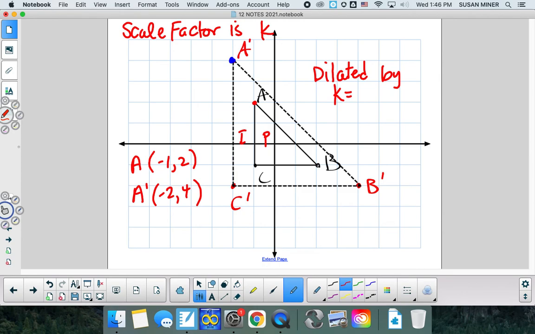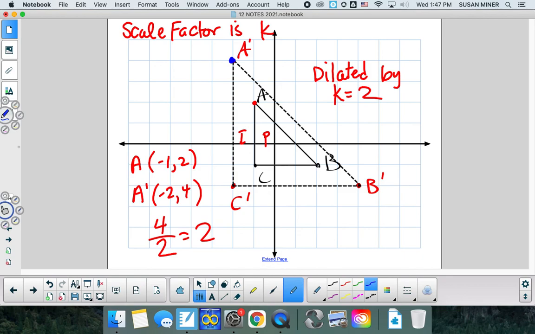I can take where it is now and divide by where it was in order to figure out my scale factor. So A prime divided by A, where it is now divided by where it started, gives me my scale factor. This is 2 times bigger now than it was when it started.